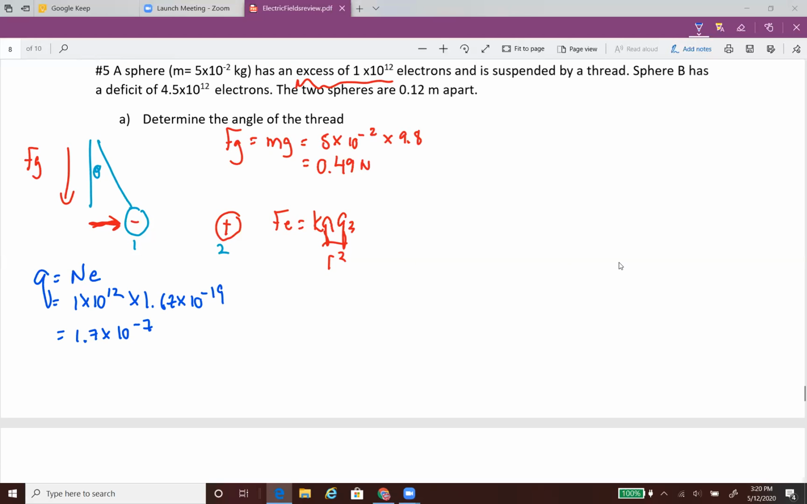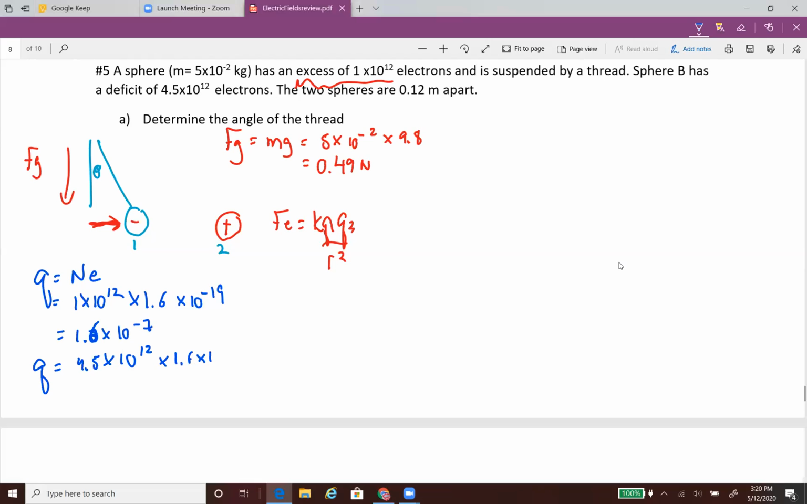Actually, the elementary charge is 1.6, not 1.7. Sorry, it should be 1.6. I think I used 1.7 last time. So it's 1.6 times 10 to the minus 7. That's the charge of sphere 1. The other sphere is missing 4.5 times 10 to the 12 electrons.